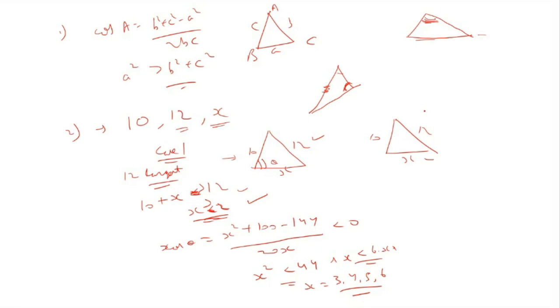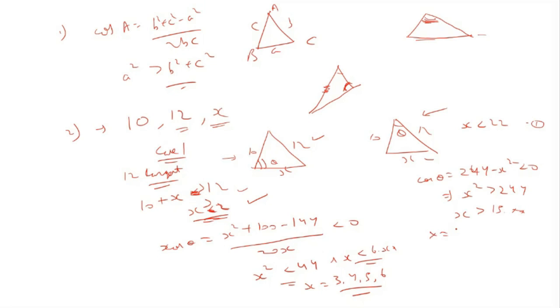If x was the largest side, this is case 2. Then the inequality would be 10 plus 12 should be greater than x, or basically x should be less than 22. This is the first one. And the second one corresponds to this angle, because it is opposite to the largest side here: cos theta will be equal to 10 square plus 12 square, 144 plus 100, 244 minus x square, and 244 minus x square should be less than 0. Again, this is all for an obtuse triangle. So basically, x square should be greater than 244, or x should be greater than root 244, which would be 15.xxx, and x is less than 22.